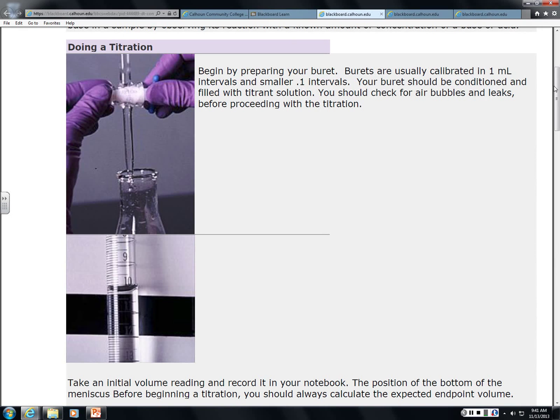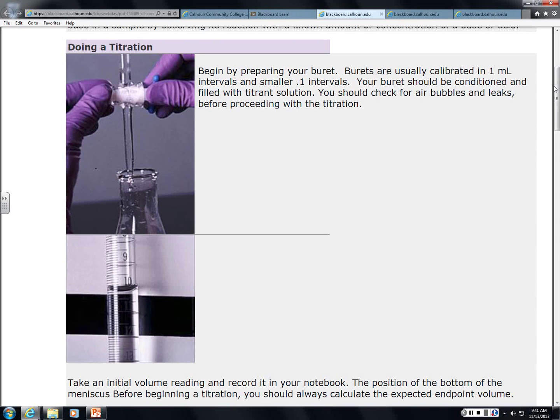Okay, so we fill up our burette with the NaOH in the lab. That's what we used. We fill it up past the 0 mark. We did that over the sink, and then we let a little bit out to try to get it right at 0 or a little bit below that. You want it to be below. It needs to be in the calibrated area.